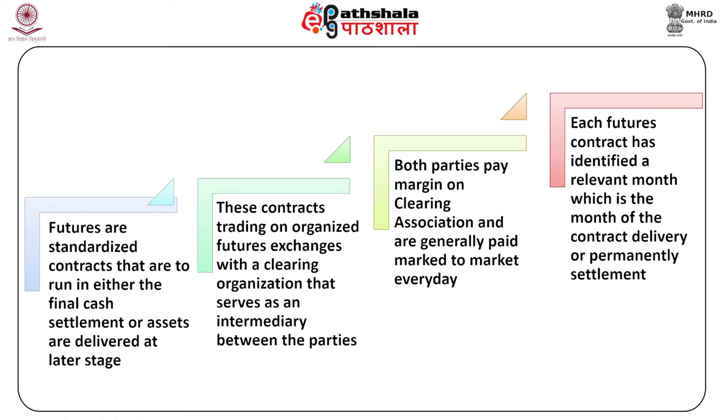Each futures contract has an identified relevant month, which is the month of the contract delivery or final settlement. These contracts are recognized by their delivery month. For example, futures of Reliance can be futures of January, futures of February or futures of March, for 1, 2, 3 months respectively.